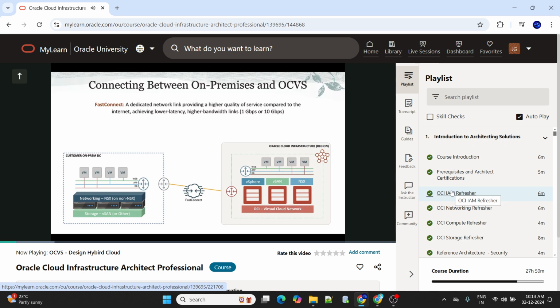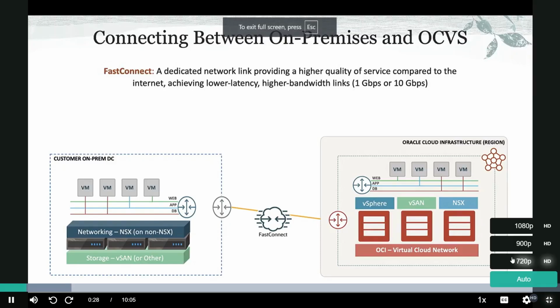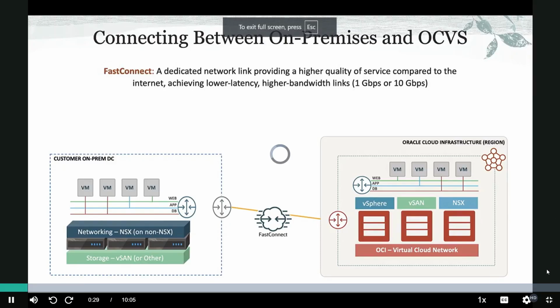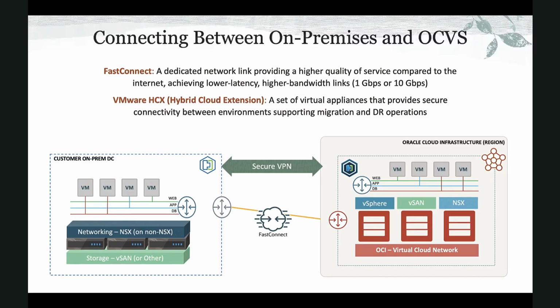The first configuration is the Fast Connect, a dedicated higher bandwidth network link of 1 or 10 Gbps providing a higher quality of service. This is a connection with lower latency and provides 99.95% of availability. After the Fast Connect link has been provisioned, the next configuration is to deploy the HCX component.